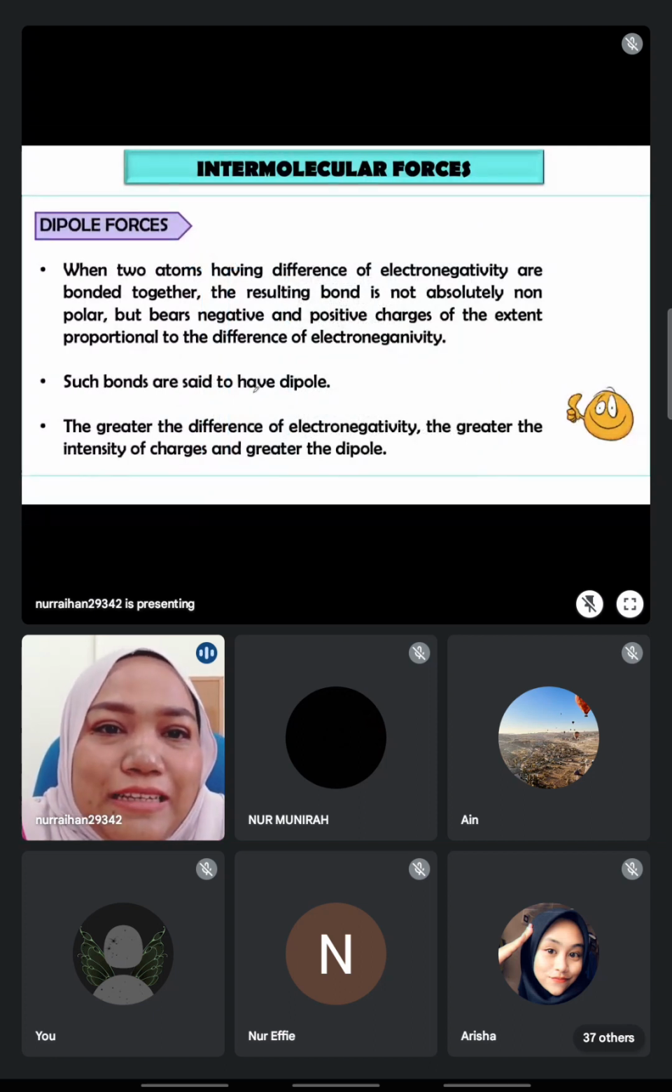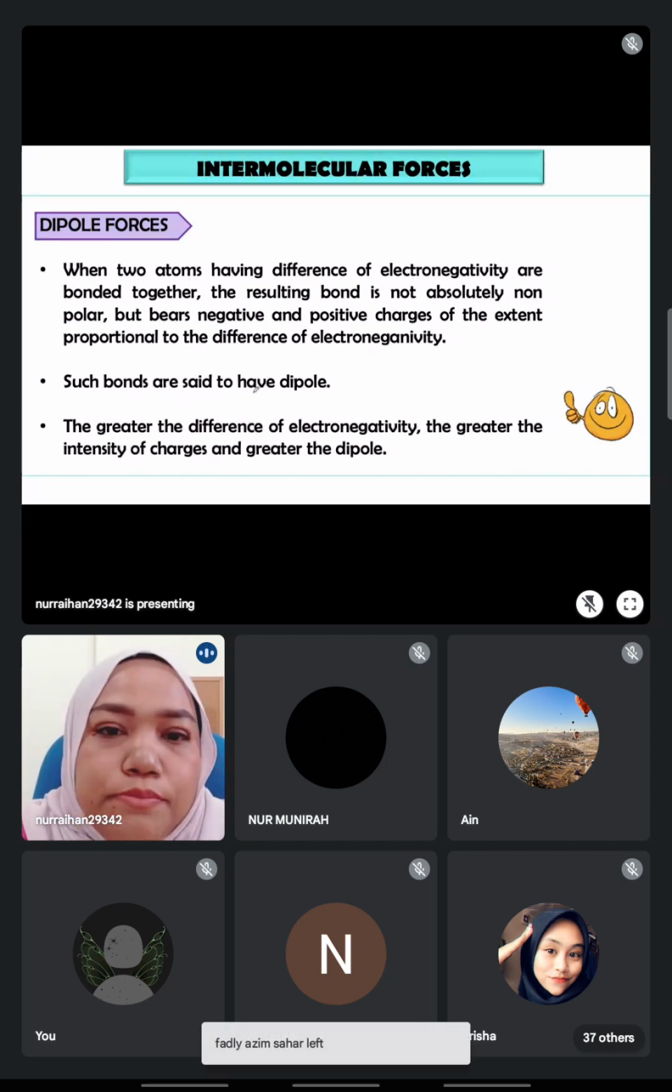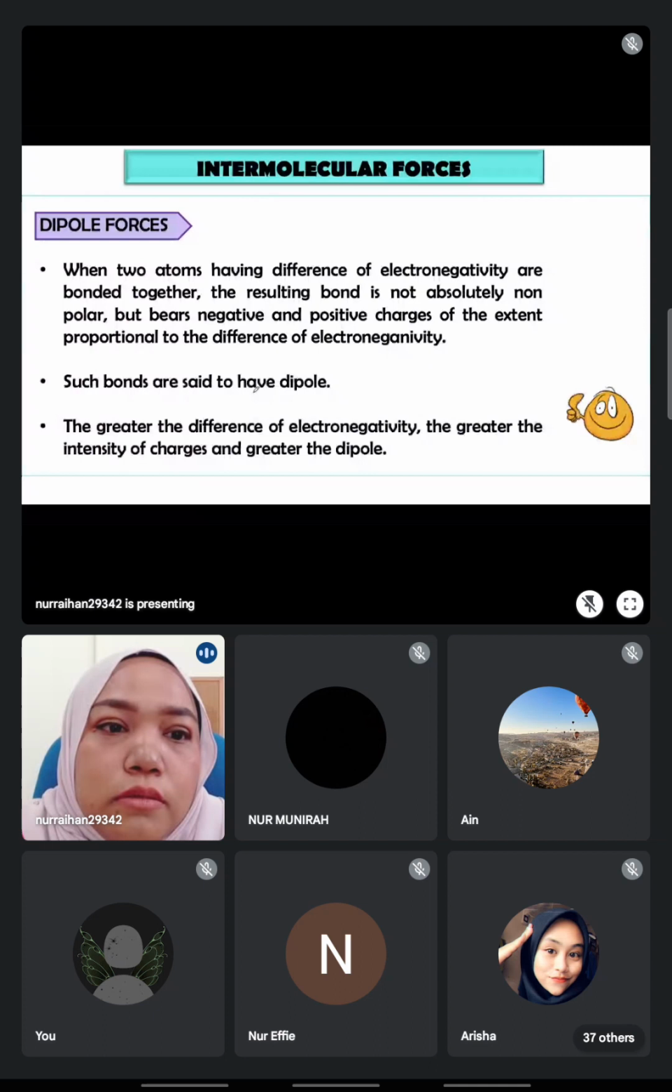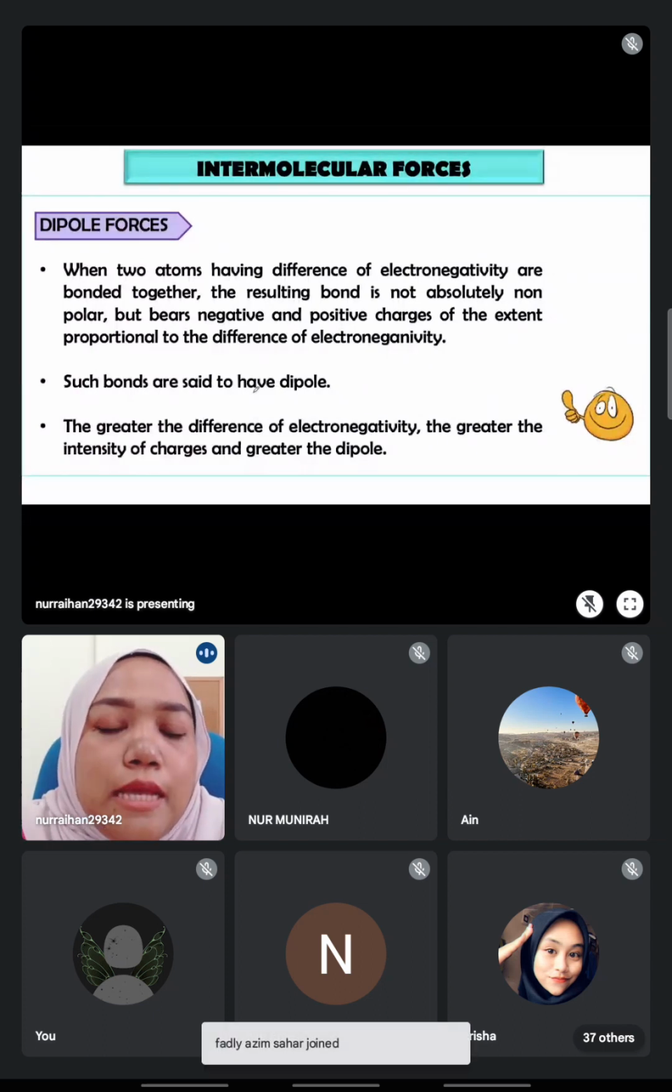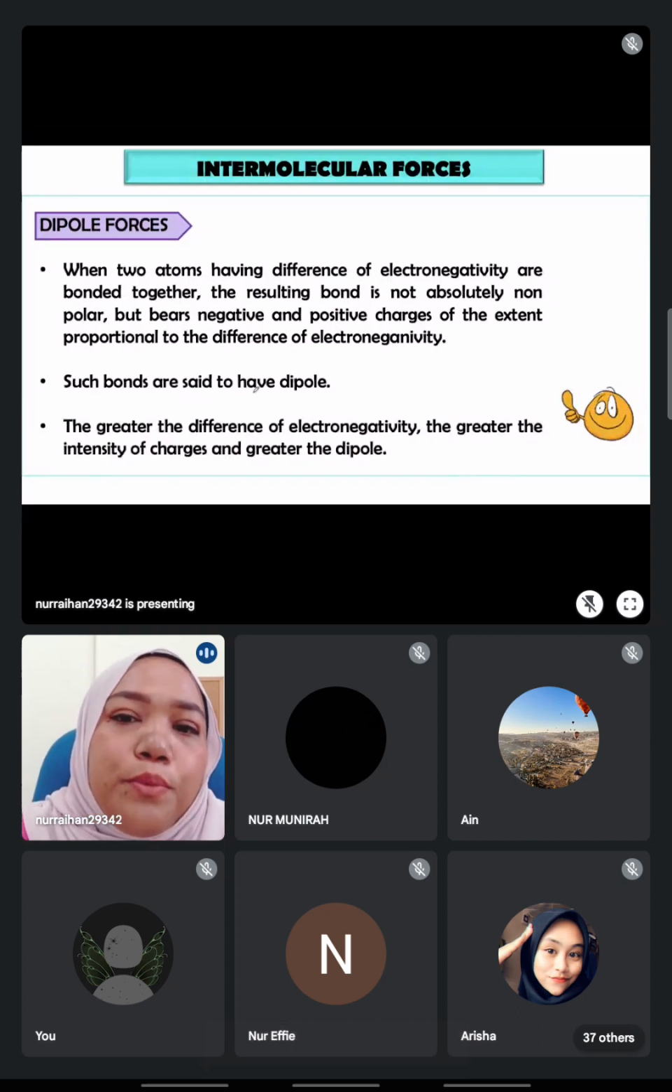Okay, just now we had intramolecular forces. Now we look into the intermolecular forces. Intermolecular forces are the forces that arise between the molecules. These forces are weak and they can be broken by certain energy.